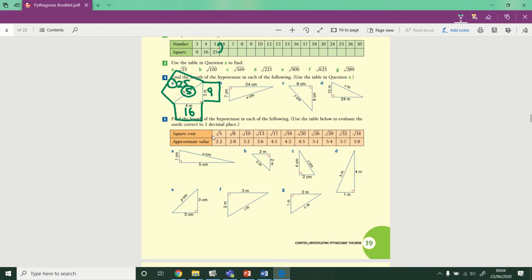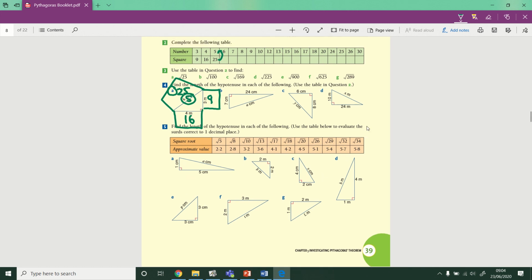Then using the table of square roots here, these nasty square roots, you can use these 1 decimal place numbers here. So find the missing values using the theorem. Okay, and that's today's work.